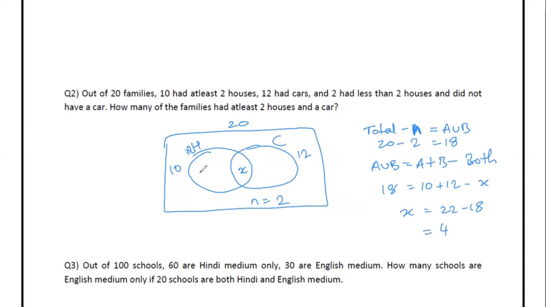Another way to solve this is that this region, therefore, would be 10 minus X. This region would be 12 minus X. So I know that everything within the region would have been 18, 20 minus 2, 18. So 18 is equal to 10 minus X plus X for this one, and then plus 12 minus X. So this X and X cancels. You have 22 minus X, same thing, but just another approach.